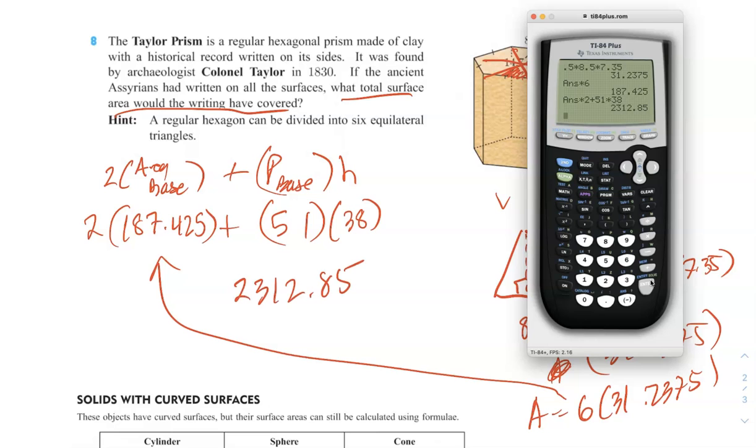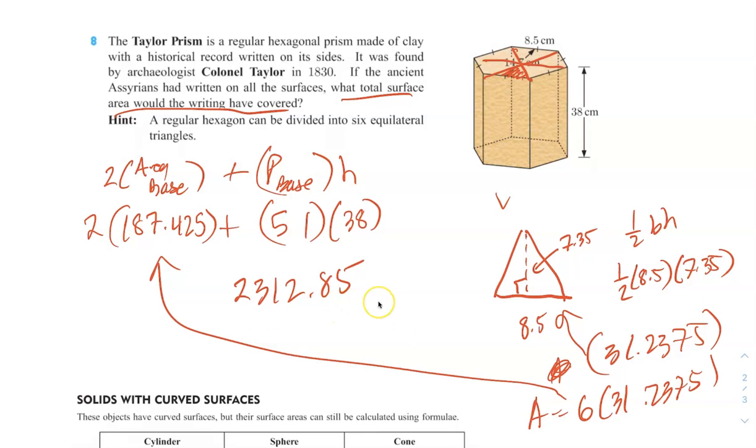2312.85. Now, honestly, IB usually lets that go if you just leave it as an answer. They also allow you to do 3 sig figs, so that would be fine. If you want to do 3 sig figs, it would be 2310. They accept that also, but usually when they do sig figs, it's when you have long decimals. That's what they care about, not when you have something like this.